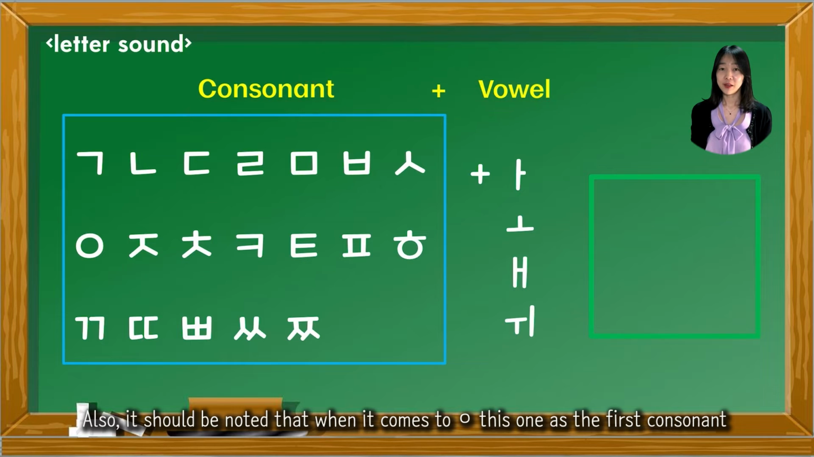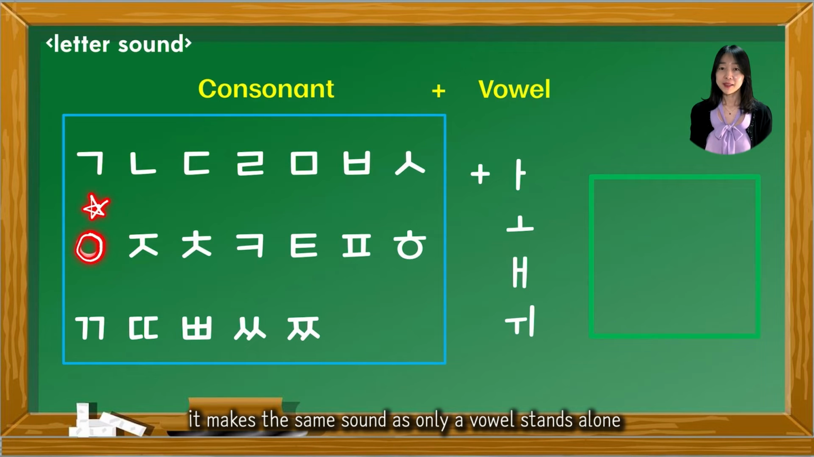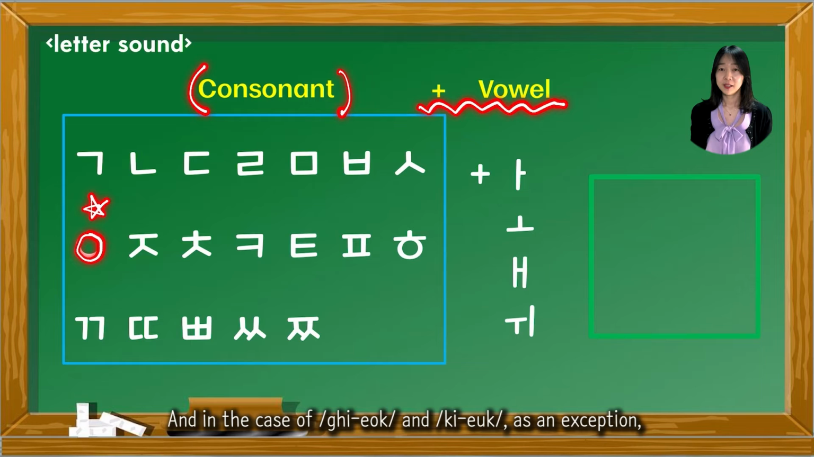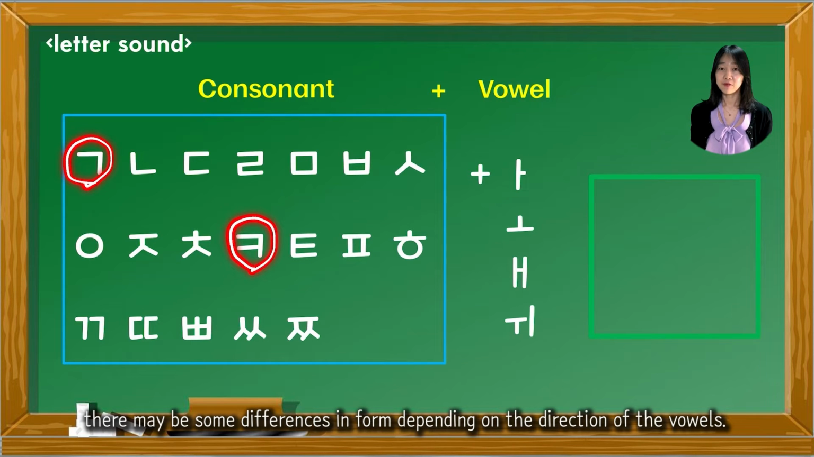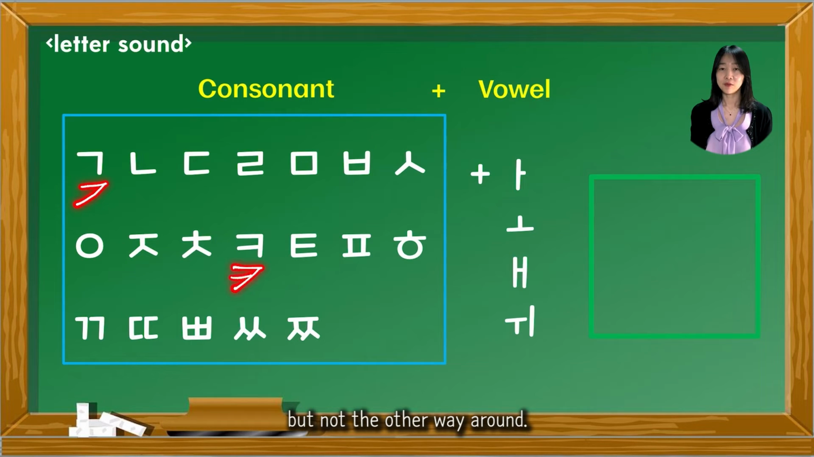Also, it should be noted that when it comes to ㅇ, this one, as the first consonant which is necessary in writing in order to make a full letter, makes the same sound as when a vowel stands alone because it has no phonetic value when positioned before a vowel. And in the case of 기역 and 키읔, as an exception, there may be some differences in form depending on the direction of the vowels. In front of vertical vowels, the second stroke is often tilted, but not the other way around.